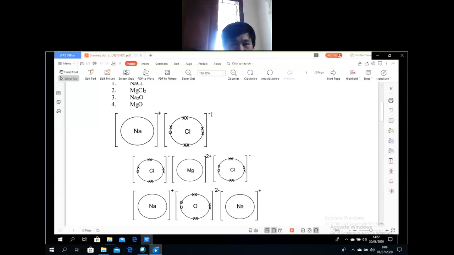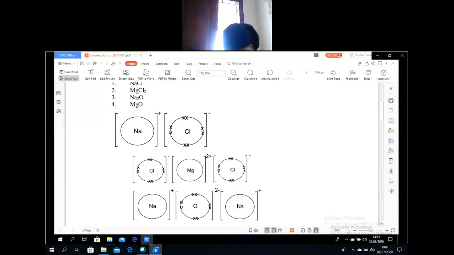And then magnesium chloride, MgCl2, magnesium has lost its outermost two electrons. That's why, where we draw the outermost shell, it is empty. It carries 2 plus. The electrons go to the 2 chlorine atoms. So one chlorine will get one electron from magnesium. There are 2 chlorine atoms.